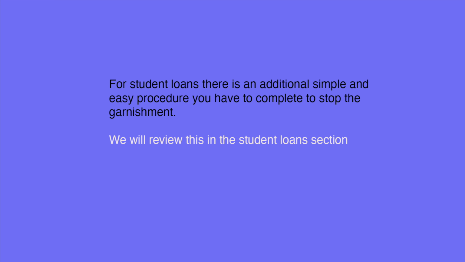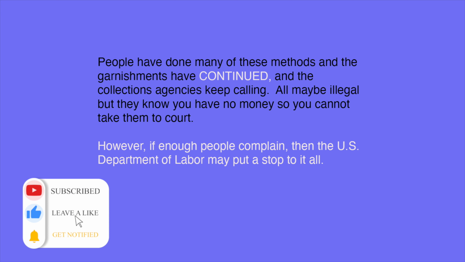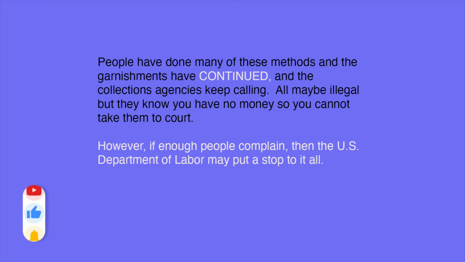For student loans, there is an additional simple and easy procedure you have to complete to stop the garnishment. We will review this in the student loans section. People have done many of these methods, and the garnishments have continued, and the collection agencies keep calling. All may be illegal, but they know you have no money, so you cannot take them to court. However, if enough people complain, then the U.S. Department of Labor may put a stop to it all.